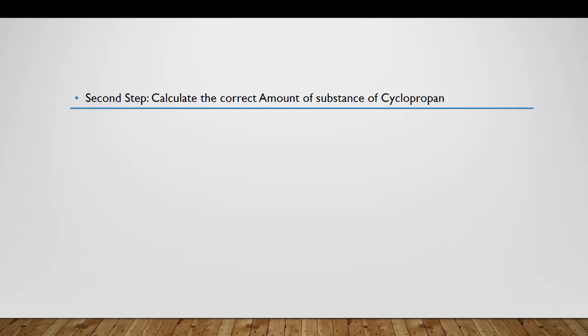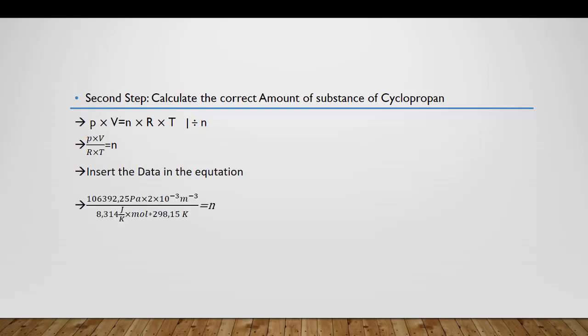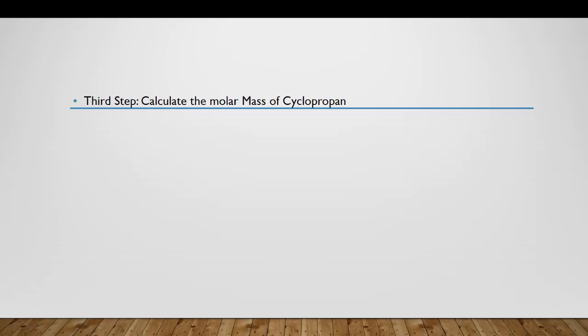In the second step, we calculate the correct amount of substance of cyclopropane. We do this by using the ideal gas law, which should be familiar to everyone, but briefly explained: P stands for pressure, V for the volume, n for the amount of substance, R for the gas constant, and T for temperature. To get the amount of substance, we divide by RT and insert all data we just converted into the correct SI units. By inserting the data right, as you can see here, we get an amount of substance of 0.086 mole.